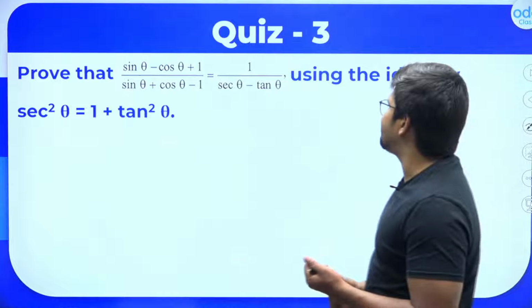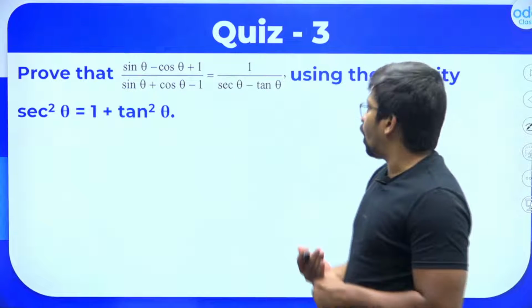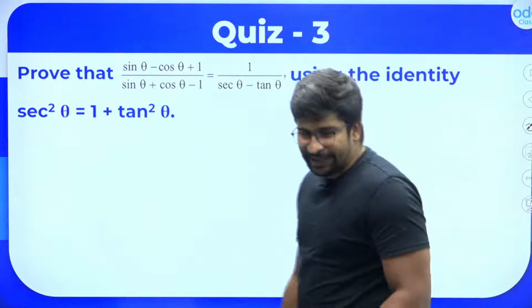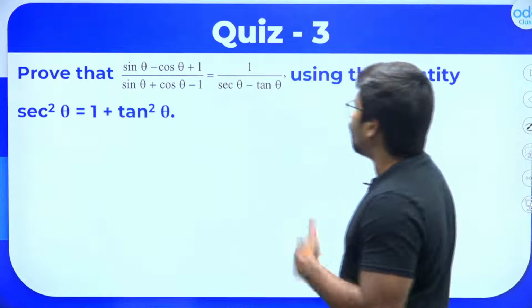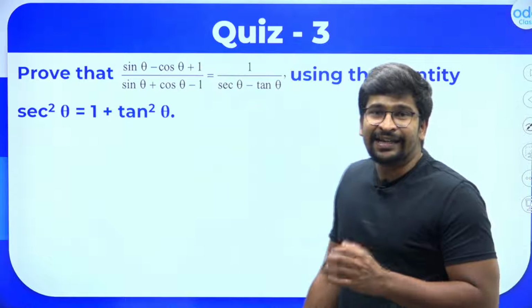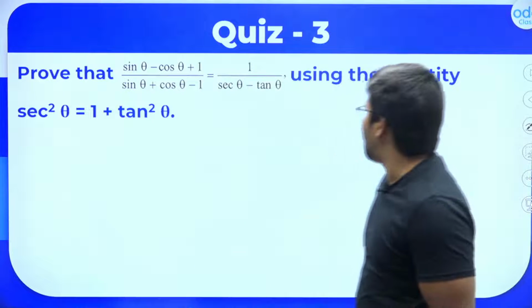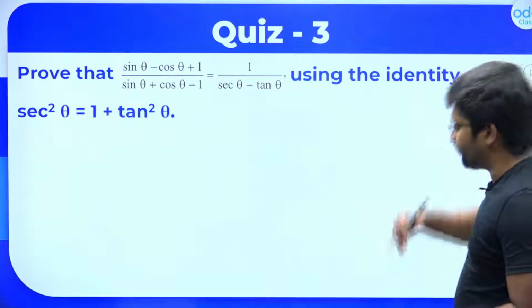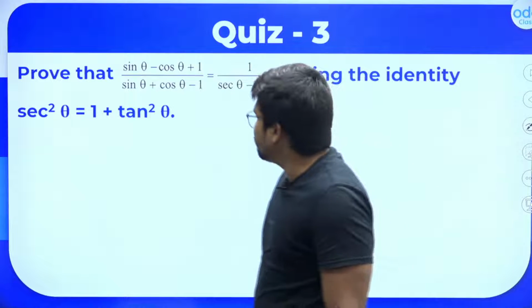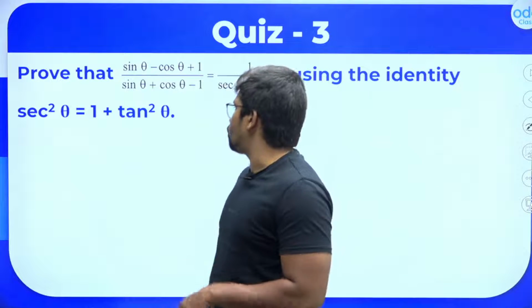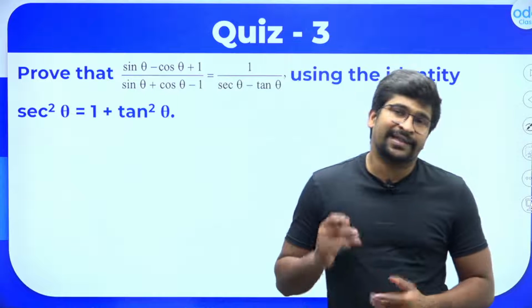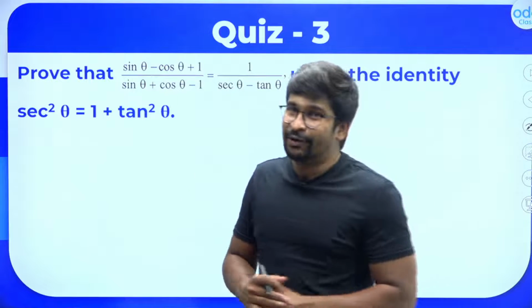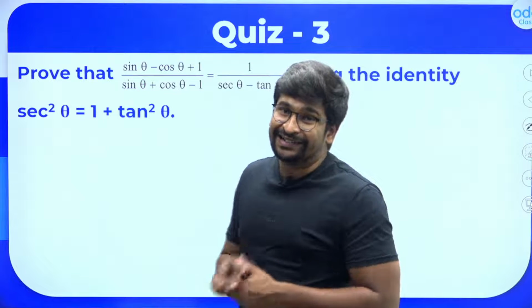Yesterday we have done a question similar to this already. So you have to prove that sin theta minus cos theta plus 1 whole divided by sin theta plus cos theta minus 1 is equal to 1 divided by sec theta minus tan theta. And a hint is already given, which is sec square theta is equal to 1 plus tan square theta. Yesterday we did a similar question. Do you remember what we did there first?